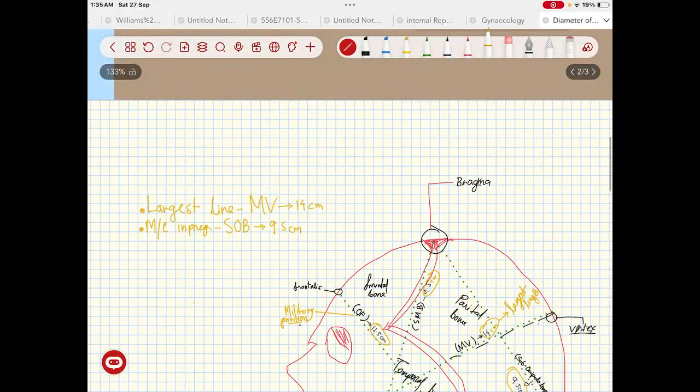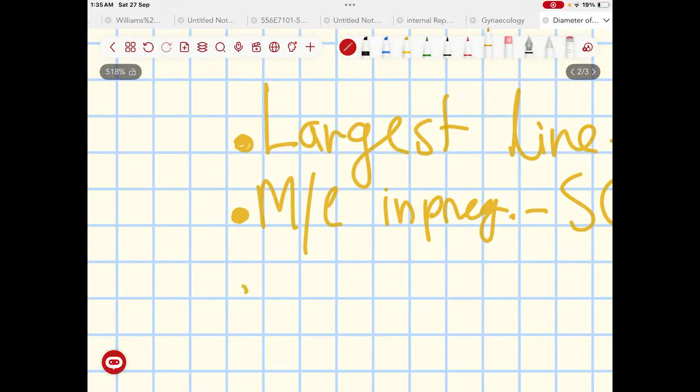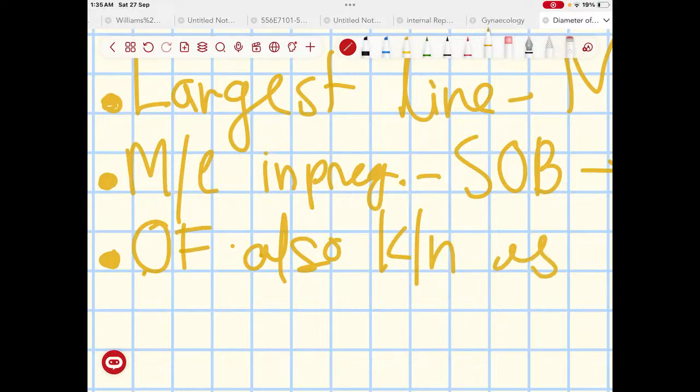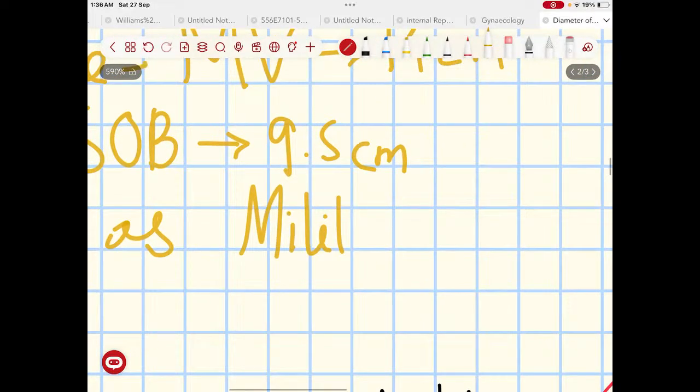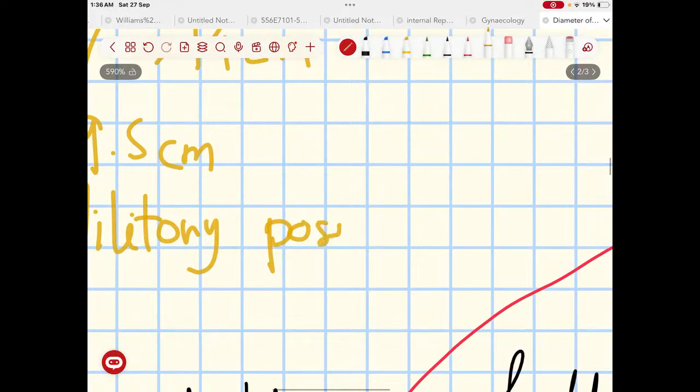Okay, so one more thing we need to know: occipitofrontalis is also known as the military position. What is the military position?